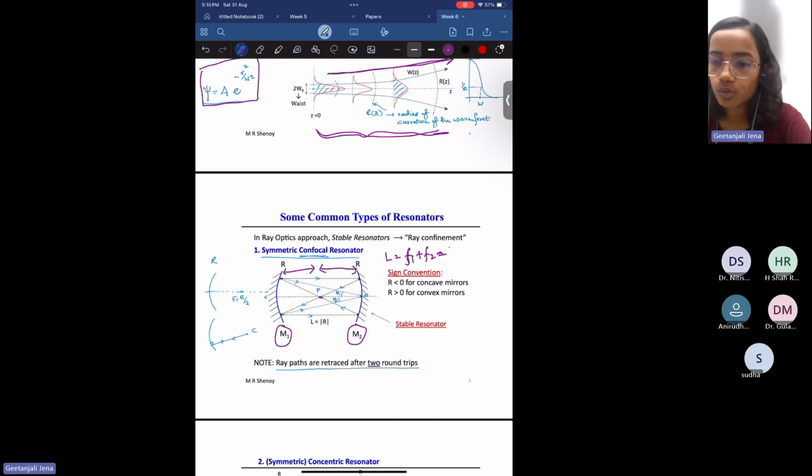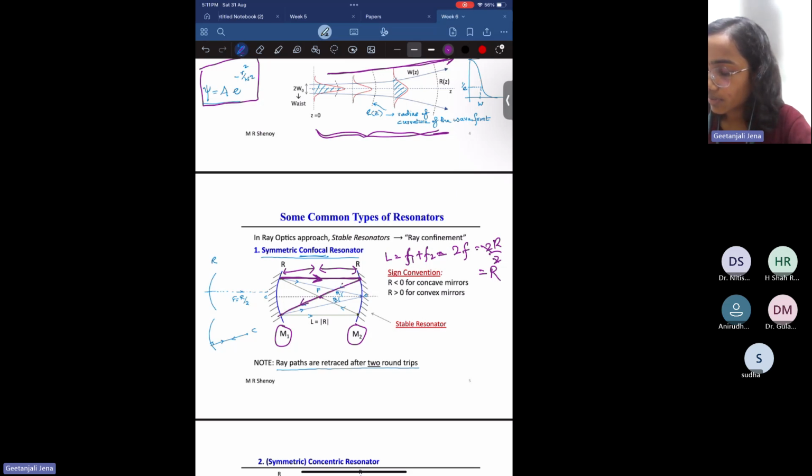So F1 and F2 are the same, so that means this is 2F, and F is nothing but R by 2. So that means L is R. L, the distance between the mirrors, is nothing but the radius of curvature of one of these symmetric resonator mirrors. In this resonator, let's say we have a ray path going parallel to the resonator axis. Whenever the ray travels in a straight manner, it will be directed towards the focal point. So after reflection at mirror M2, it will pass through the focal point.